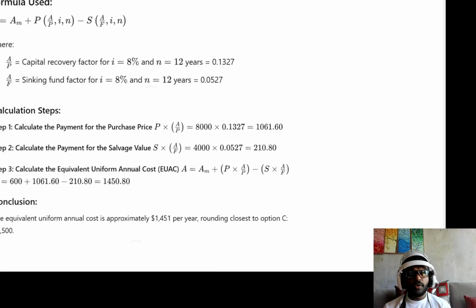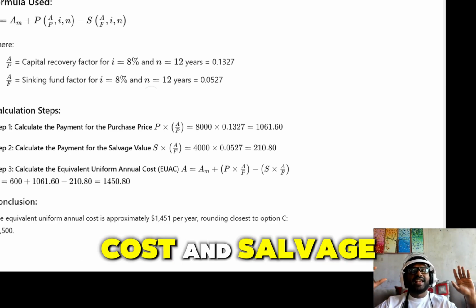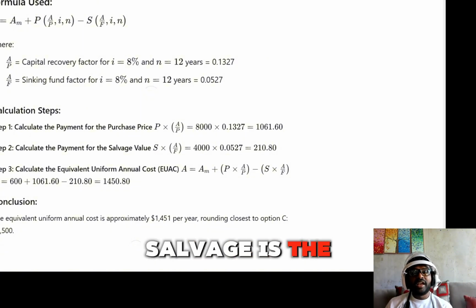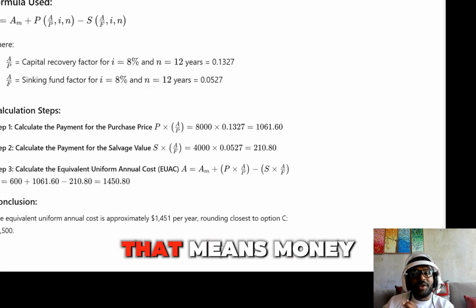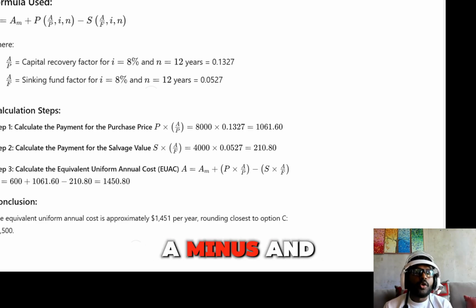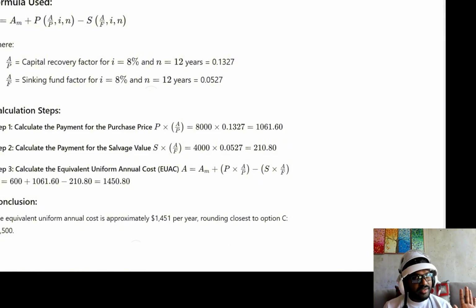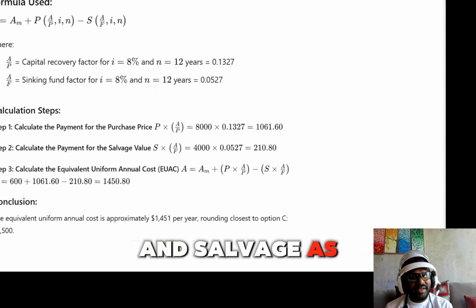Let's go. Before I explain further steps, let me clarify the difference between cost and salvage. Cost is going out of the pocket. Salvage is the money you will get once you sell the piece of equipment at the end of its life period. That means money goes into the pocket. So you can denote salvage as a plus and cost as minus, or salvage as a minus and cost as plus, based on your particular understanding of the situation. For this particular problem, I am denoting cost as the plus and salvage as minus.